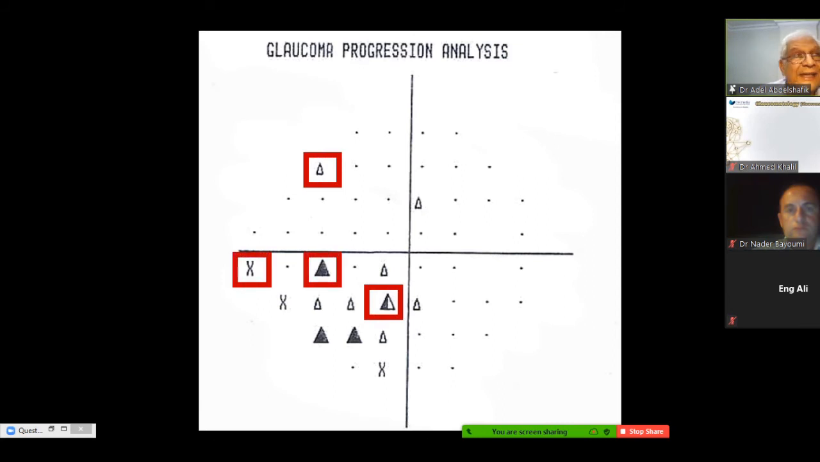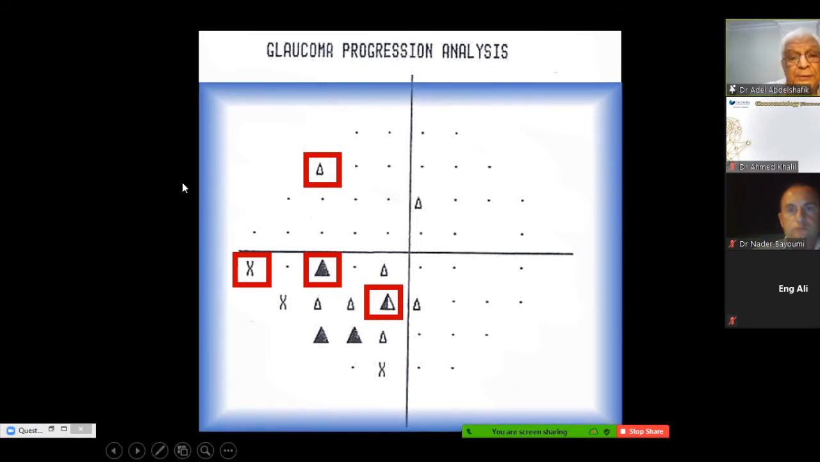What about this x? It means that the sensitivity of this point is so depressed that the fluctuation is so high and we cannot tell what's going on. All this you cannot get by looking at two fields. You have to depend on the machine.